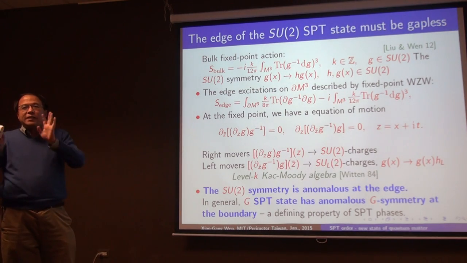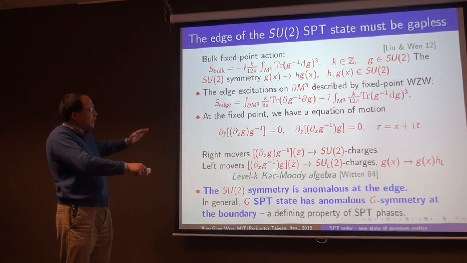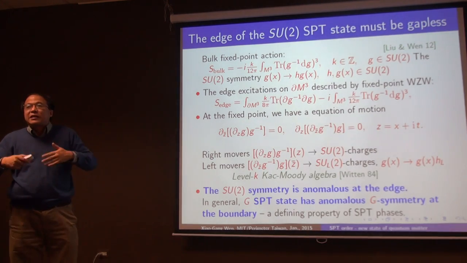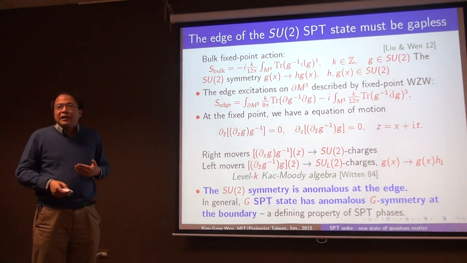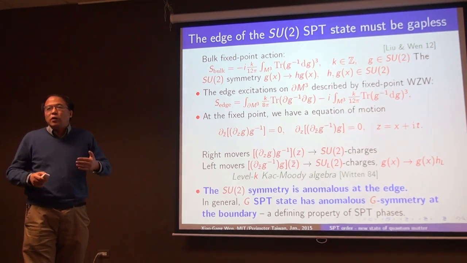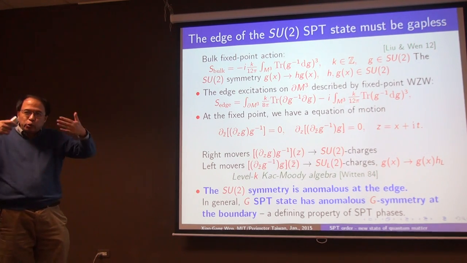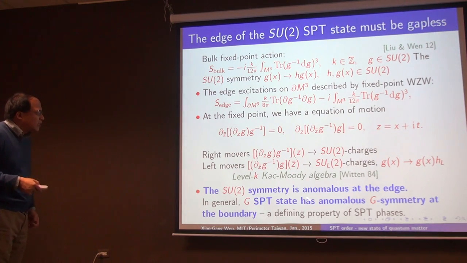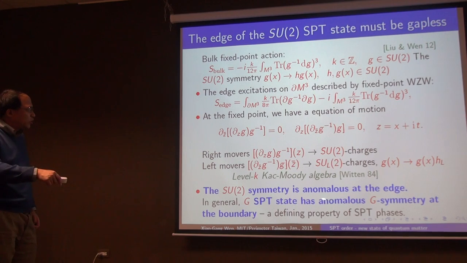Therefore, we see that the right moving current carries SU2 charge, but the left moving current does not carry SU2 charge. So that's kind of chiral. Left and right are not symmetric, and so this is anomalous. Only the right mover carries SU2 charge, the left mover does not carry SU2 charge. So the SU2 symmetry is anomalous. And so this is why we see that in the edge state we have an anomalous SU2 symmetry.